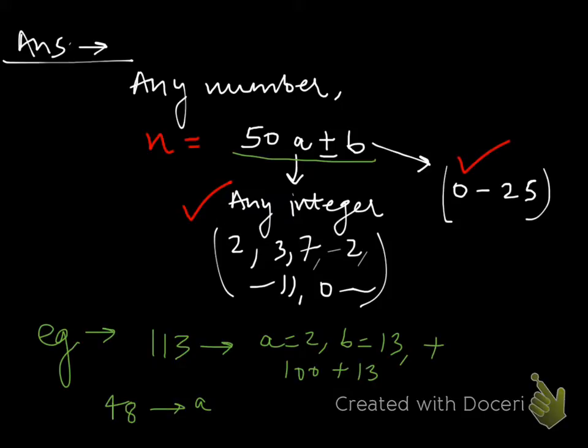Okay, let's say I want to make 48. How will I make 48? I'll use a as 1, b as 2, and I'll use a negative sign. 50 minus 2 is 48.